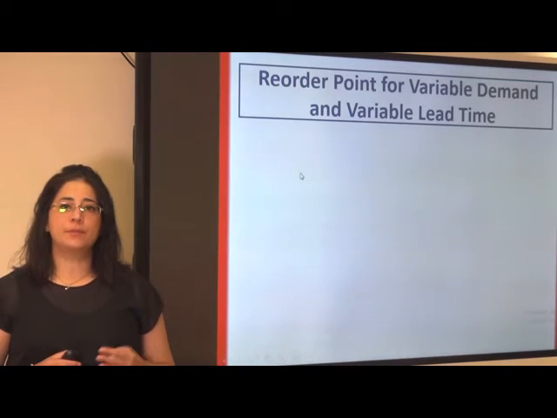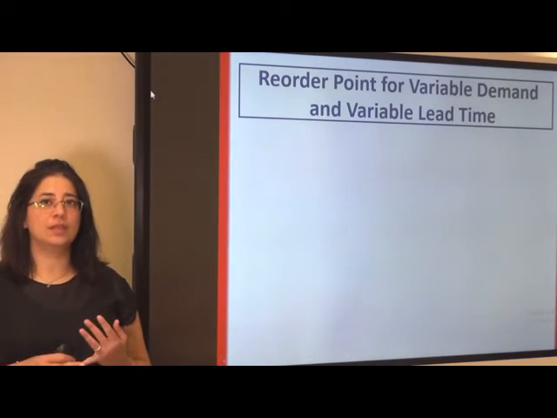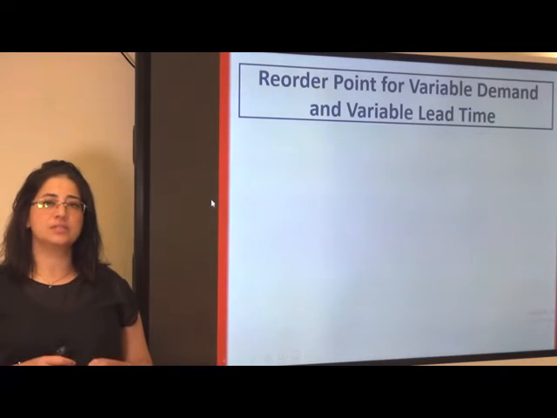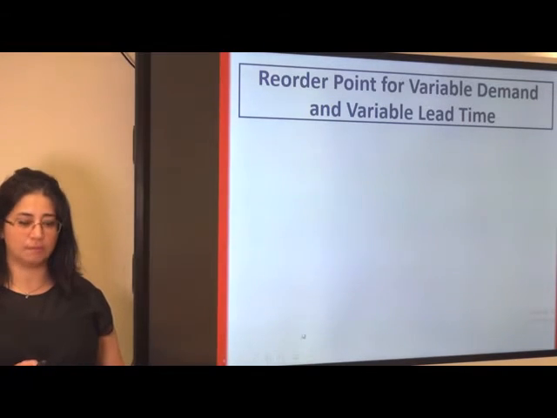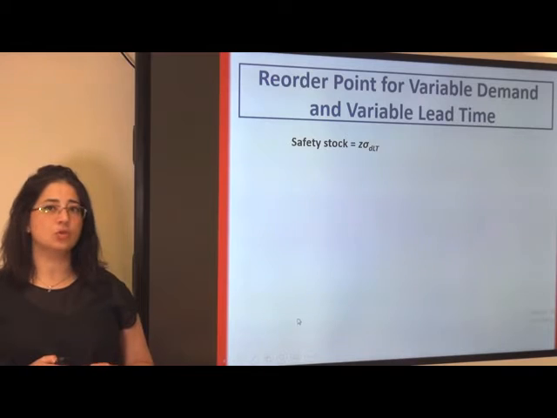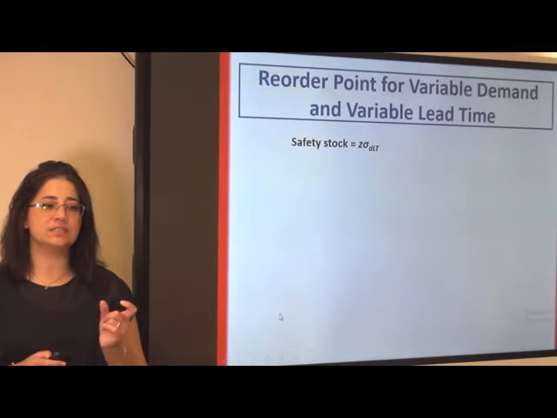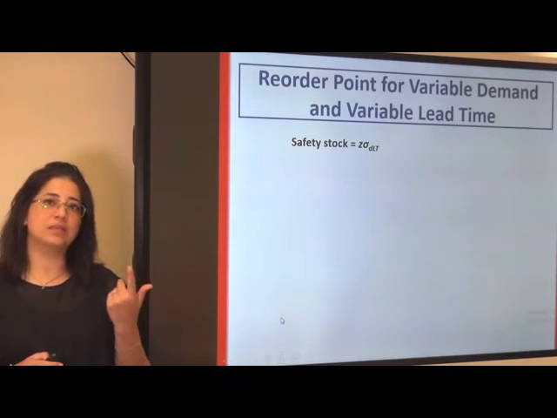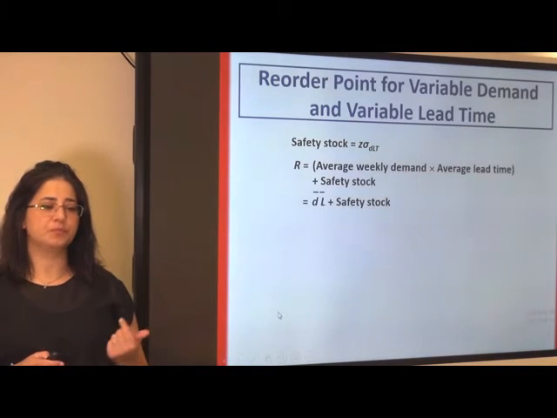Now, in the previous examples, we have discussed how to find R when the demand is variable but the lead time is constant. Now there is another situation. We can find the reorder point for variable demand and variable lead time. Again, the safety stock will remain the same, Z sigma demand during lead time. But the difference is in calculating the sigma demand during lead time, because here we have variability in lead time and variability in demand. R will be the same also, the pipeline plus the safety stock.